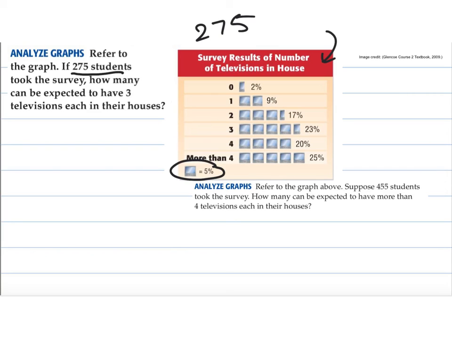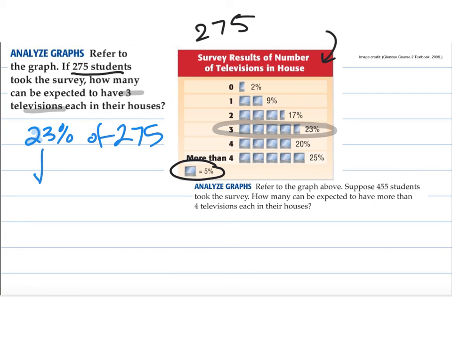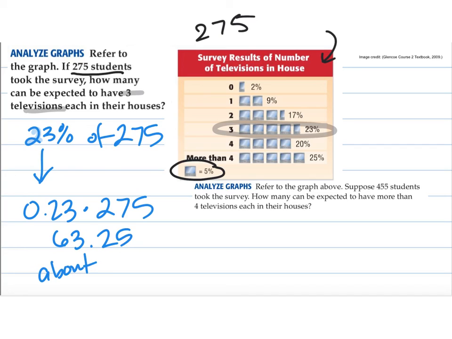So based on what we need to know, it's important to understand we're looking for the percent of how many students have 3 televisions in their houses. So we just want this information, right? 23%. So if we want 23% of the 275 that took the survey, I may change this to a decimal times 275. So 23% of 275 would be 63.25. So we could say about 63 people or students.